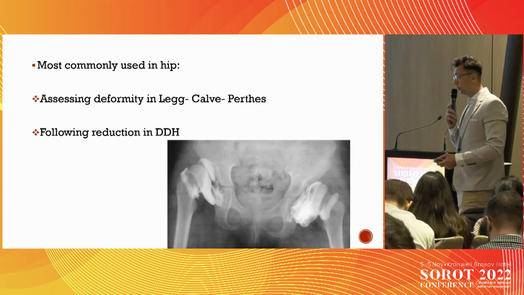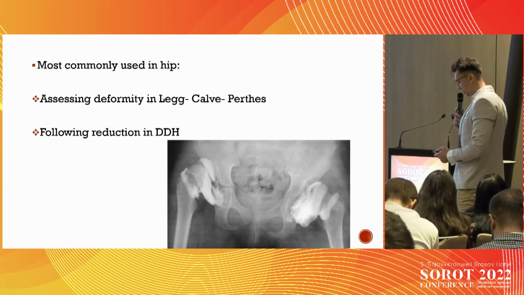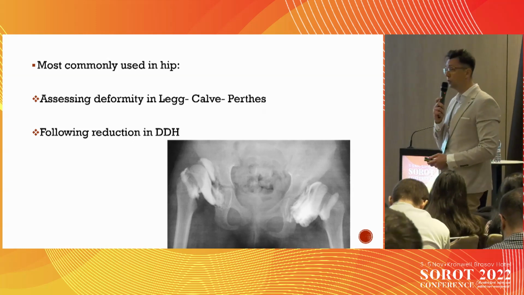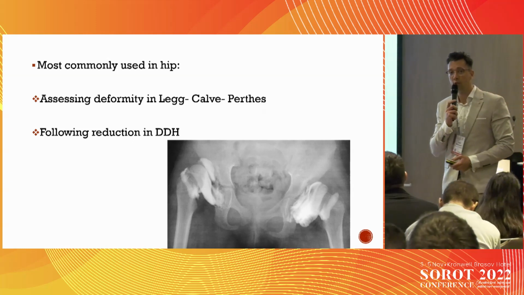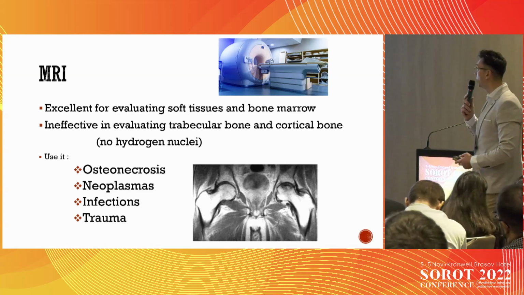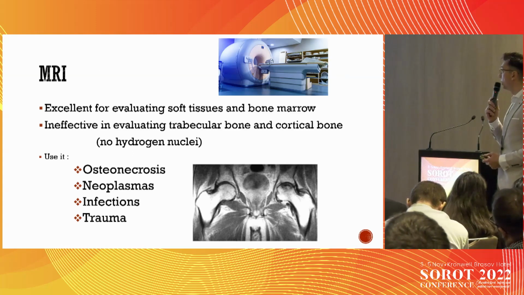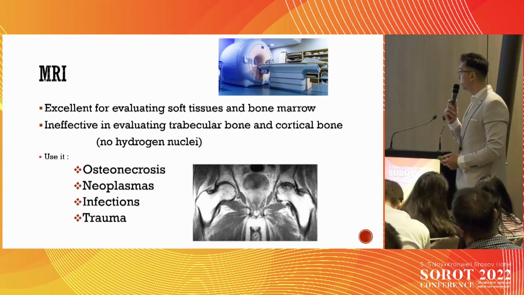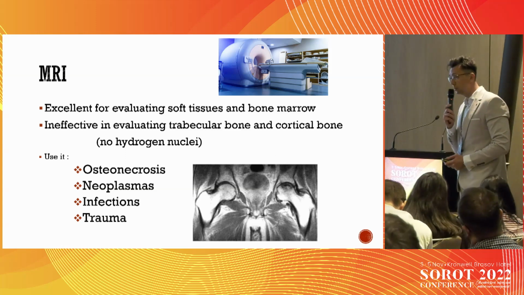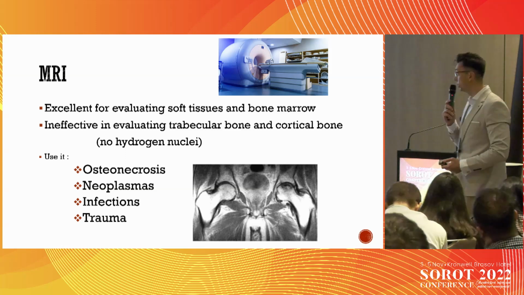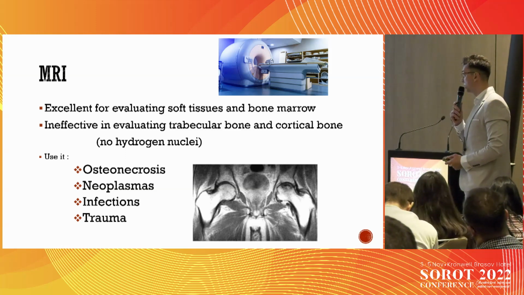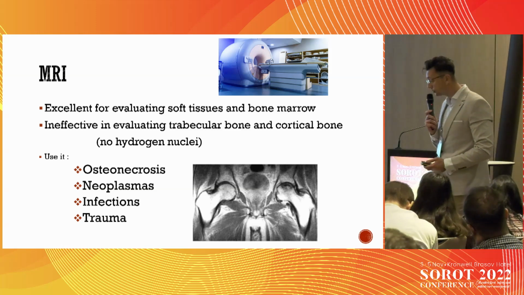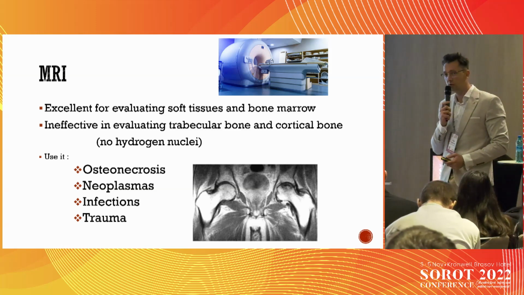Most commonly used in the hip, we use it to assess deformities in Legg-Calvé-Perthes disease or following reduction in developmental hip disorder. MRI is excellent for evaluating soft tissue and bone marrow lesions, less effective in evaluating trabecular bone because there is no hydrogen ion in the cortical and trabecular bones. We use it to detect osteonecrosis, neoplasia, infection, and trauma.